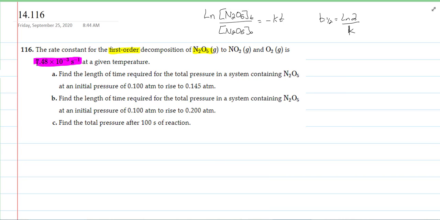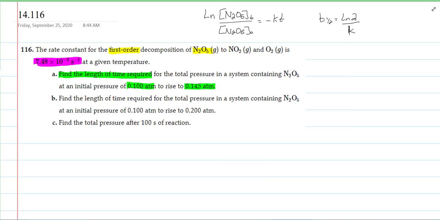Find the length of time required. That's our first order of business, is to find the length of time required for the total pressure in the system containing N2O5 at initial pressure of 0.1 atmosphere to rise to 0.145 atmosphere.